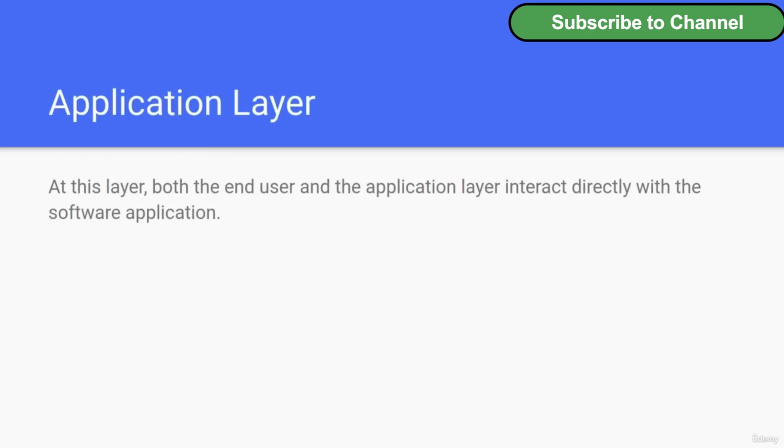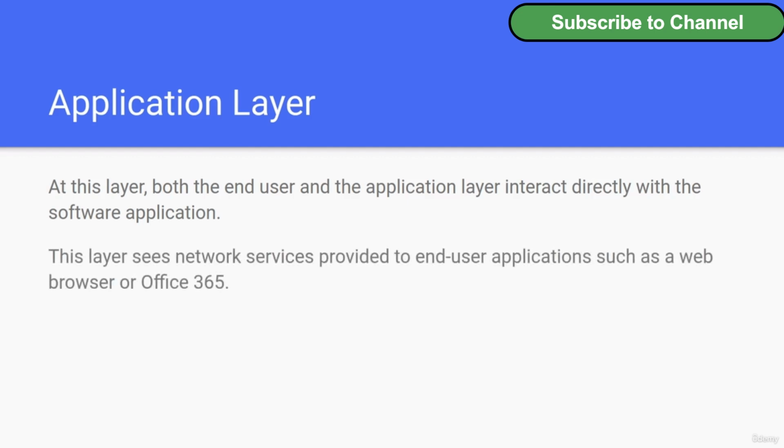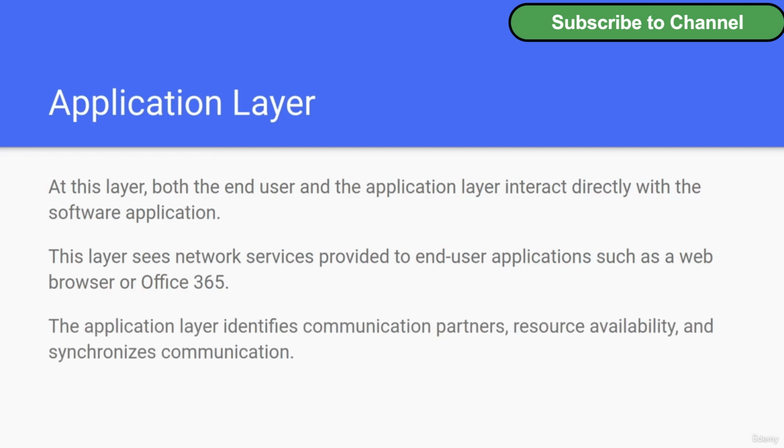And finally, we have the application layer, which is where both the end user and the application interact directly with the software application. This layer sees network services provided to end user applications such as a web browser or Office 365. The application layer identifies communication partners, resource availability, and synchronizes communication.